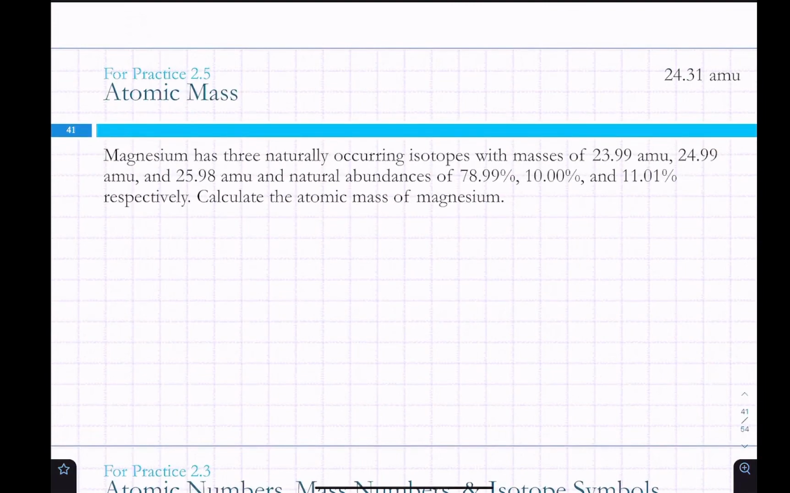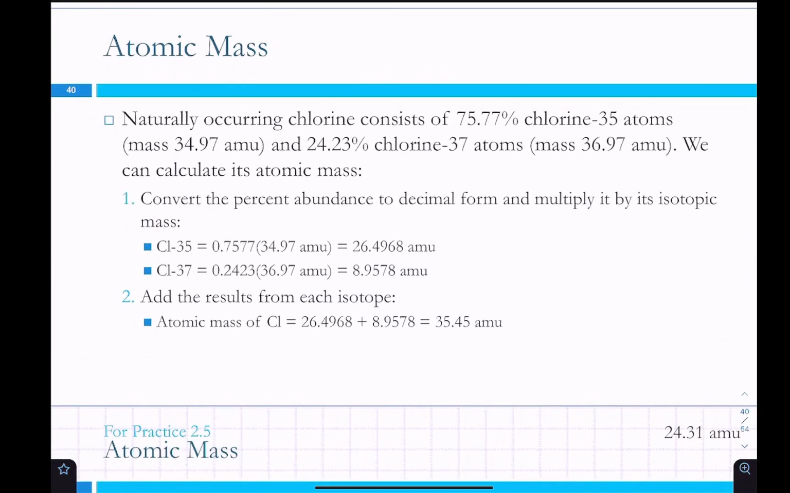Before we work on that example, the reason that it's a weighted average is that by multiplying by this proportion, we're giving that mass more weight, more importance. Because 75.77% of chlorine atoms are chlorine 35, we're saying when we calculate the mass, we want 0.75 of that ending mass to be the result of the 34.97. So it's making that mass more important than the other mass in the calculation. That's also why it's not calculated like a regular average.